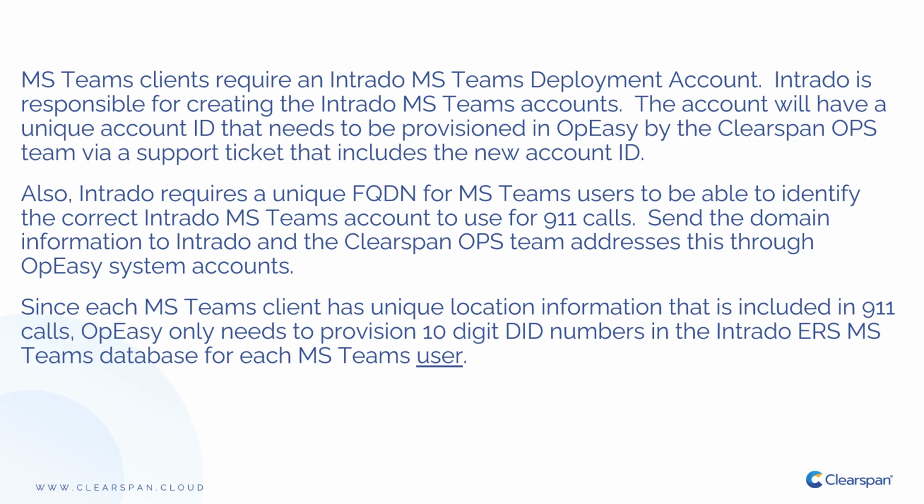Also, Intrado requires a unique FQDN for MS Teams users to be able to identify the correct Intrado Microsoft Teams account to use for 911 calls from that enterprise. The Clearspan operations team addresses this through OpEasy system accounts. Since each MS Teams client has unique location information that is included in 911 calls, OpEasy only needs to provision a 10-digit DID number in the Intrado ERS Microsoft Teams database for each MS Teams user.